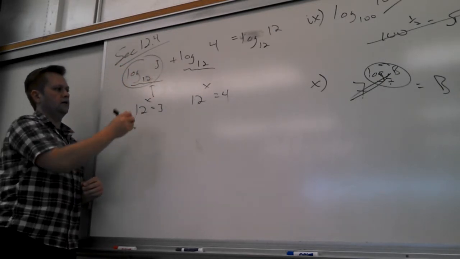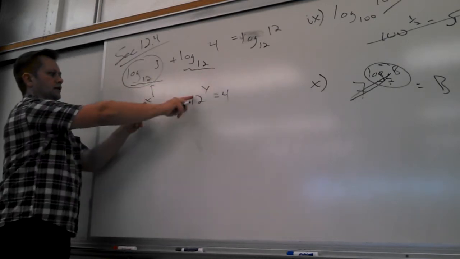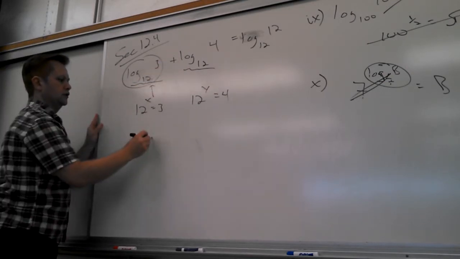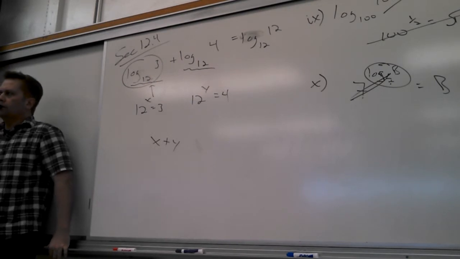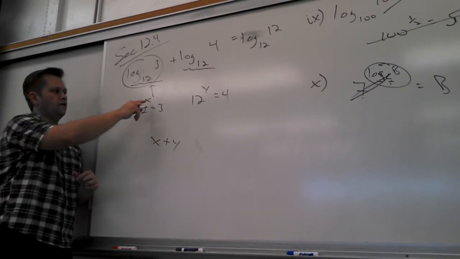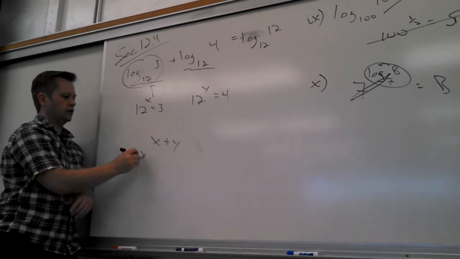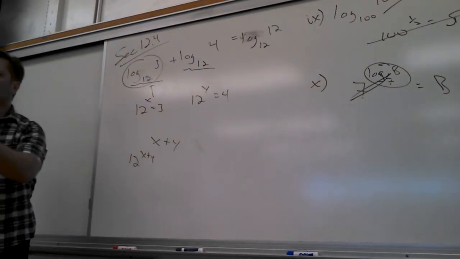So what I'm really asking now, let me write this like this: 12 to the y, because it's not the same as this. They're not the same. So what I'm really asking is, what's x plus y? What does it do to 12? If this power makes 12 become 3, and this power makes 12 become 4, then 12 to the x plus y, I'm going to try this. You guys, just stay with me.